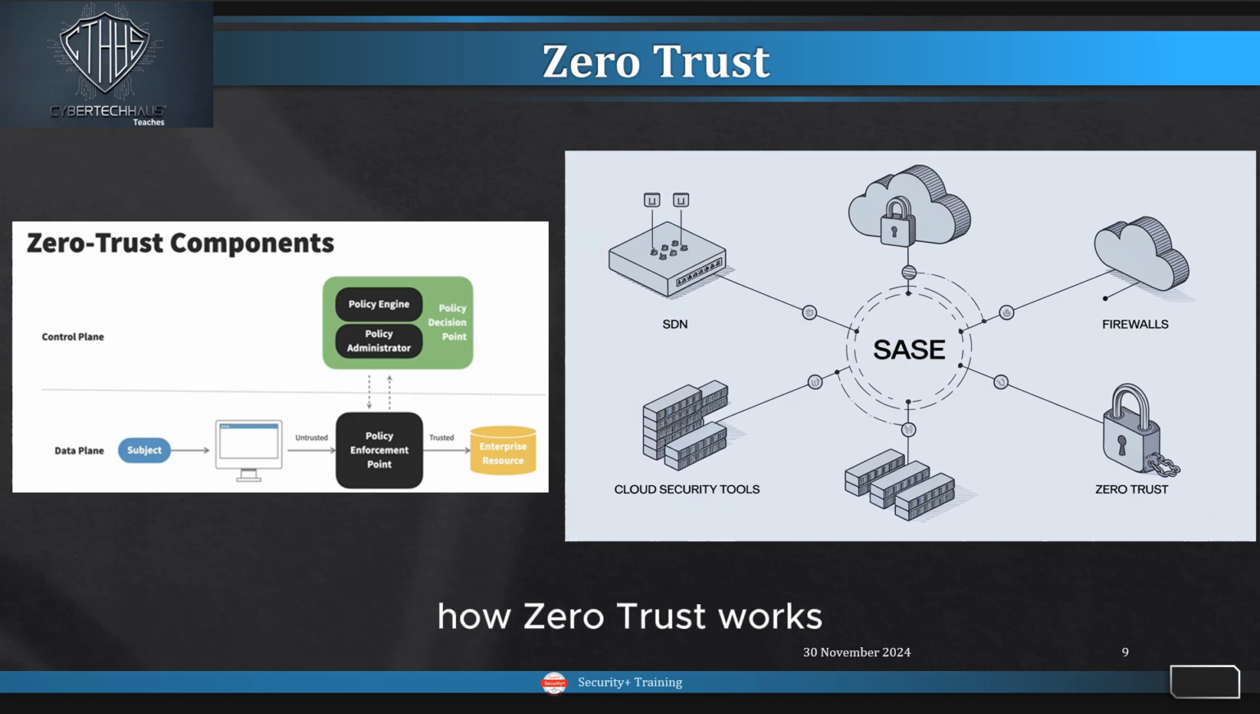How Zero Trust works. Think of Zero Trust as dividing the network into two layers.